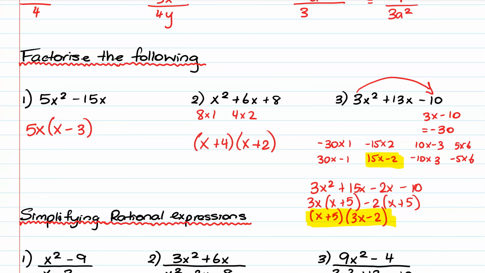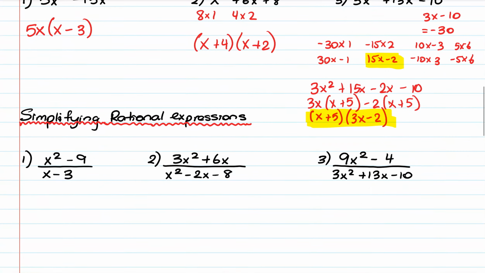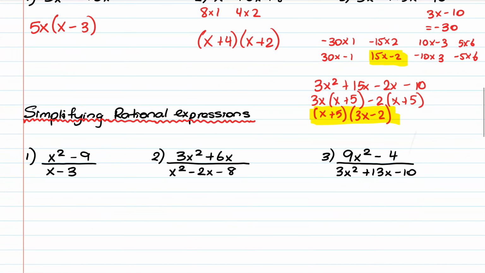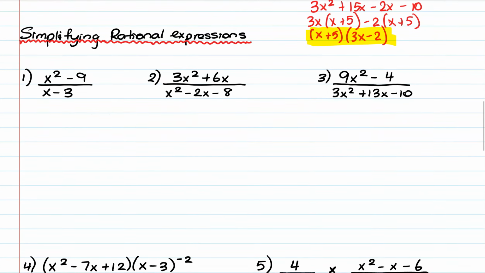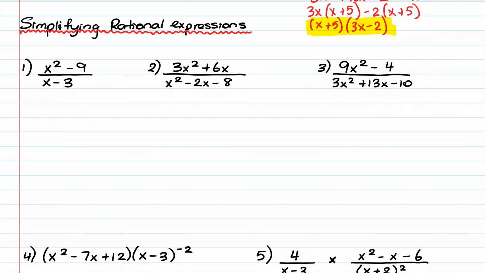Right? So factorizing is really important when it comes to rational expressions. So we'll go over a few examples of rational expressions and try to simplify them. Right? We're not solving, we're simplifying, because if we were solving, we'd have equal to something. Because we don't have equal to something, we're just simplifying.